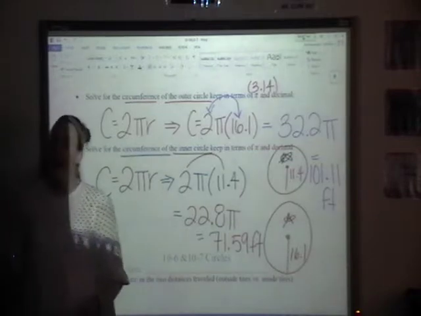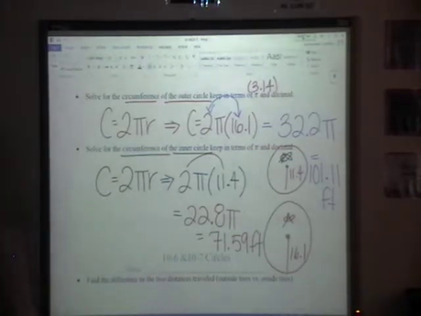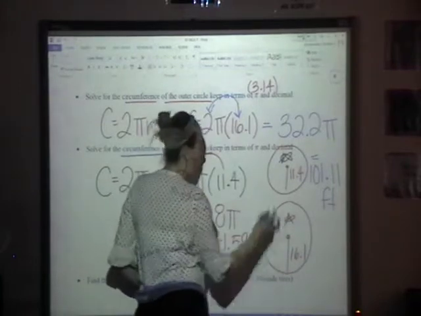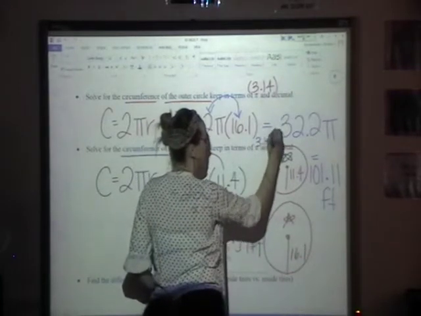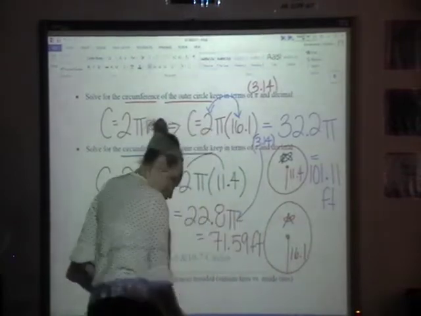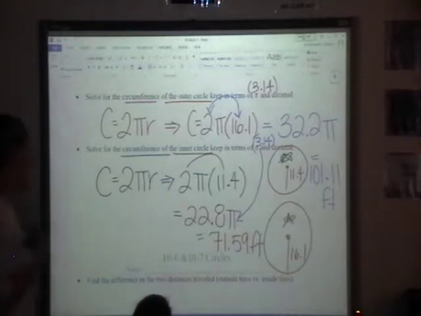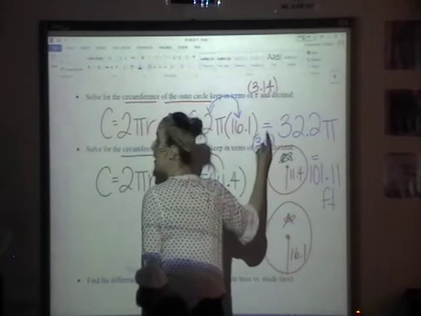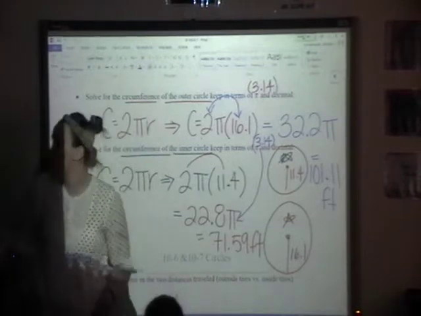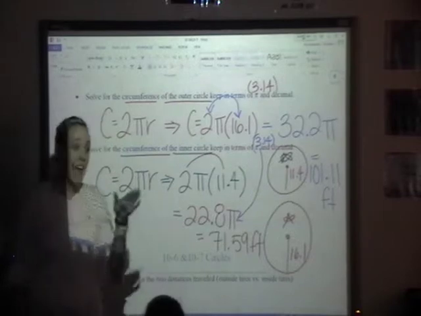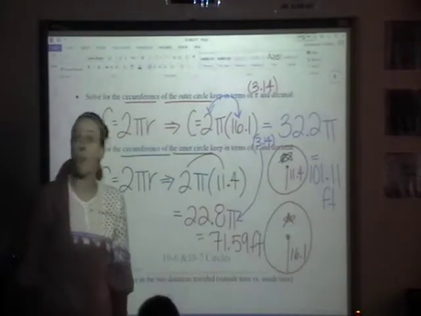Perfect. So my outside tire traveled 101.11 feet. So how did you get 71.59? Because we multiplied 22.8 times pi, which we can plug in as 3.14. Typically I'll have you keep it in terms of pi unless I ask for a decimal. So my outside tire traveled 101.11 feet and my inside tire traveled 71.59.